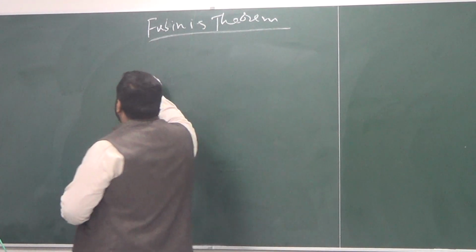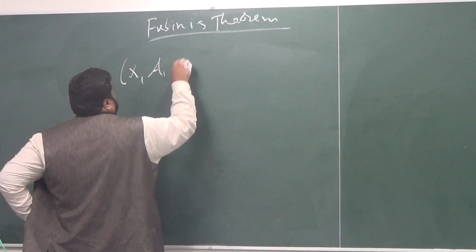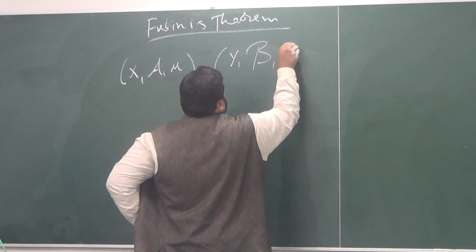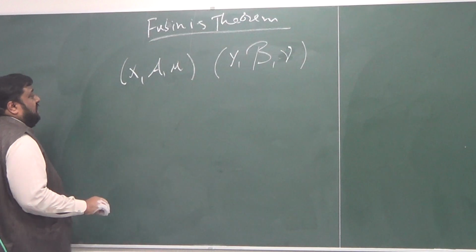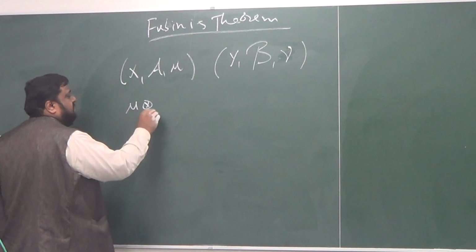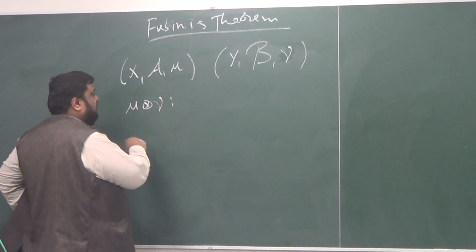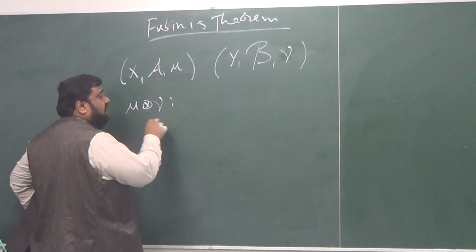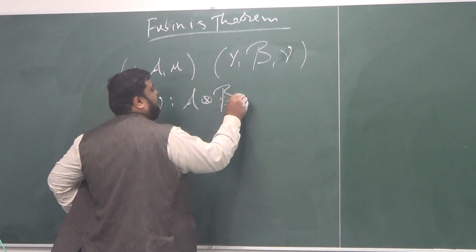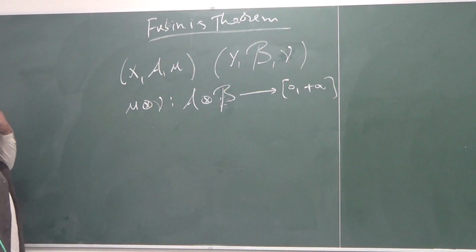Imagine I have two measure spaces, X with sigma algebra A and measure mu, and Y with B and nu. If we have this, then we know this creature, the product measure of mu and nu. We constructed it in the last discussion; it is a product measure on the product sigma algebra.